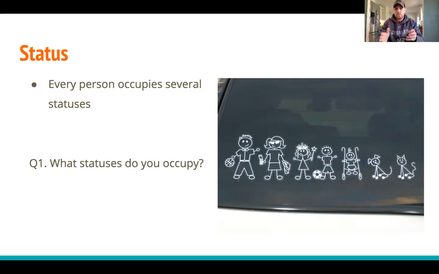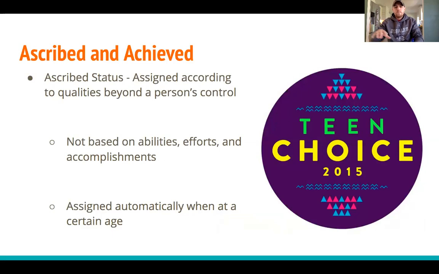So we have to categorize those two. The two types of statuses that we can categorize are known as ascribed status and achieved status. Looking at ascribed status first, an ascribed status is a status that is assigned to you beyond your control, right?